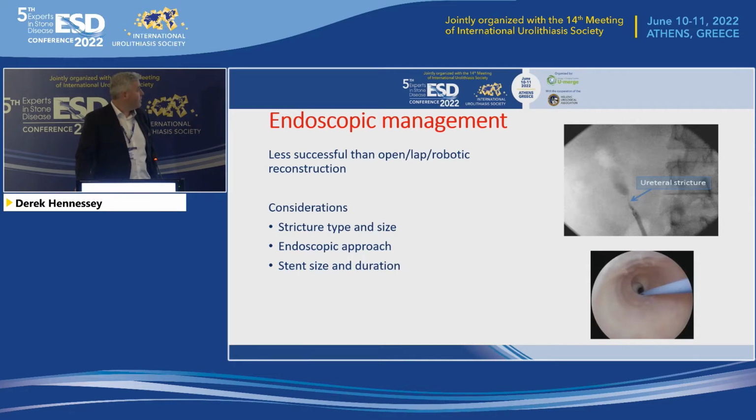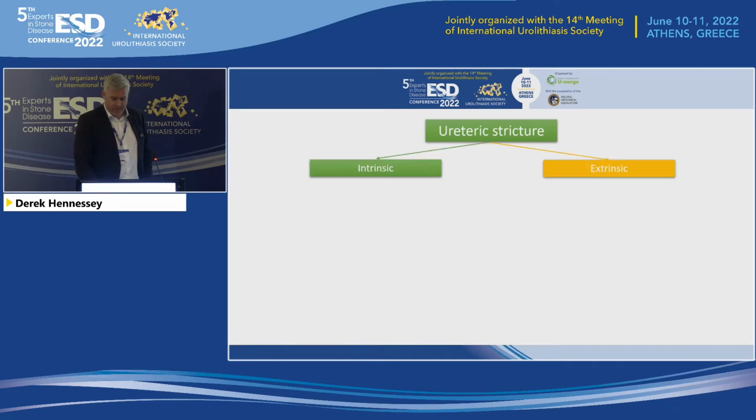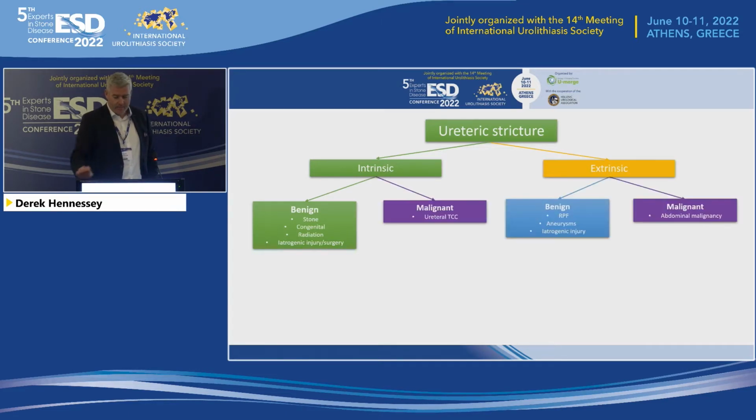Things you need to consider, which will become apparent at the end of this talk, are the stricture size and location, which method you use to dilate or cut the stricture, and the stent size and duration of that. So just to classify strictures, a ureteric stricture can be intrinsic or extrinsic, and if you're going to do an endoscopic management, you should solely focus, I believe, on intrinsic strictures. And you should focus on benign. Malignant strictures should not undergo this management, and extrinsic strictures are not suitable.